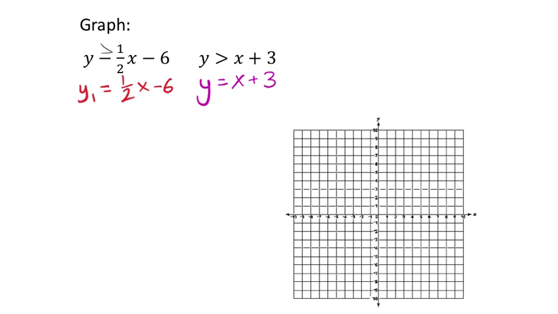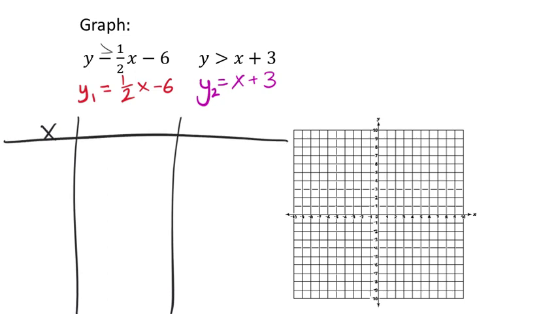So I go to my calculator. This is going to be my y2. And I'm going to put these two equations into the calculator. And it will give me x values, and then it will give me corresponding y1 values and y2 values. We're just going to start by focusing on y1.